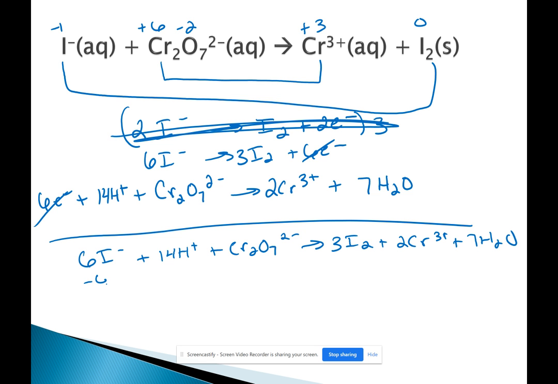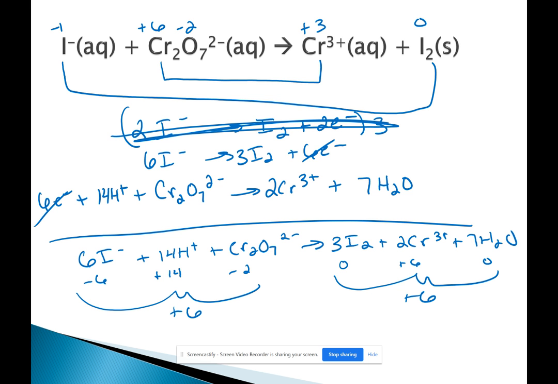Let's just check our charges really quick. So this side is a plus 6. That's a 0. That's a plus 6. That's a 0. So this side is a plus 6. So the charges work out as well. So I am done.